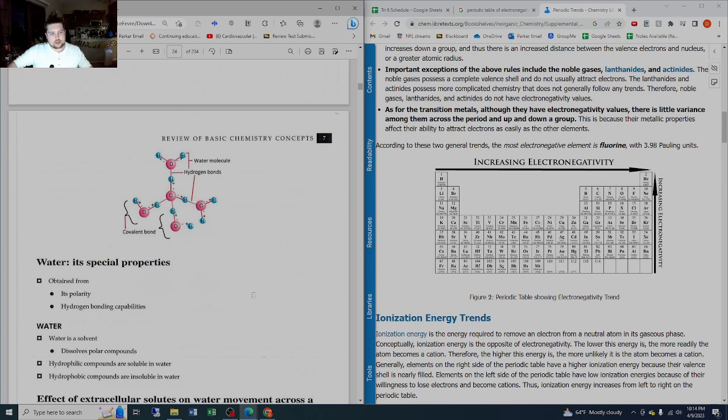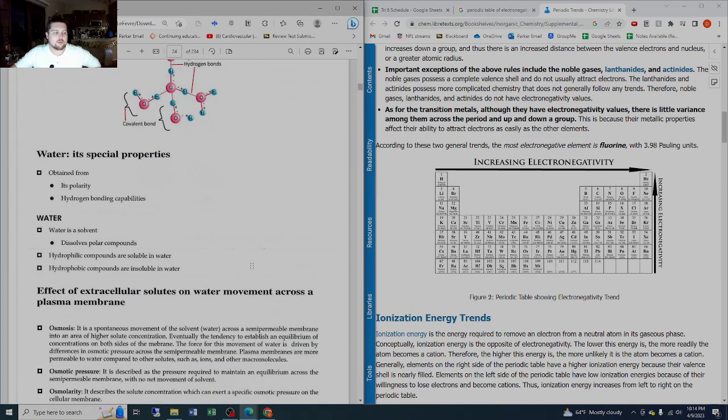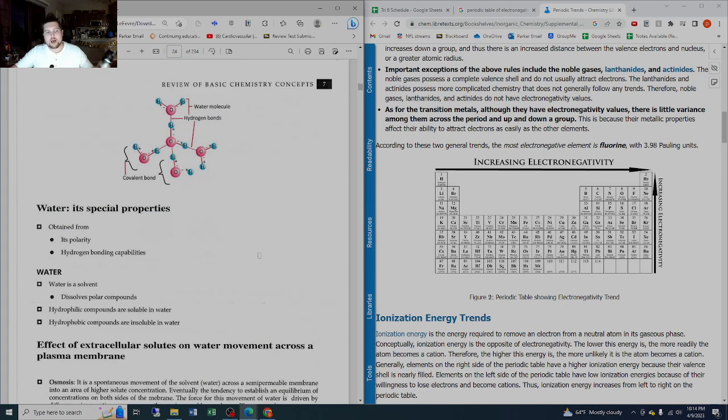And this is why we use water a lot. Water is kind of special. Water is really, really cool. A lot of our body is made up of water, so we have a lot of these different hydrogen bonds at work in our body.